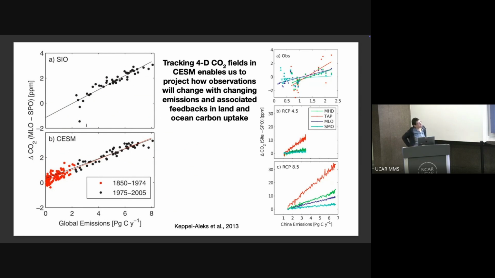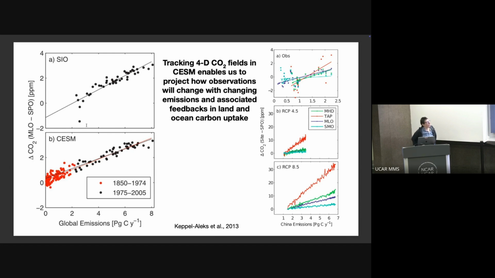Within CSM1, we also use some of the spatial variations in CO2 to understand how patterns might change as fossil emissions change. So here we are looking at 4 different surface sites. TAP, the site in red, is on the Korean Peninsula. And in this case, we were looking at how the contrast between CO2 at the site level compared to Mauna Loa changed as a function of Chinese emissions.